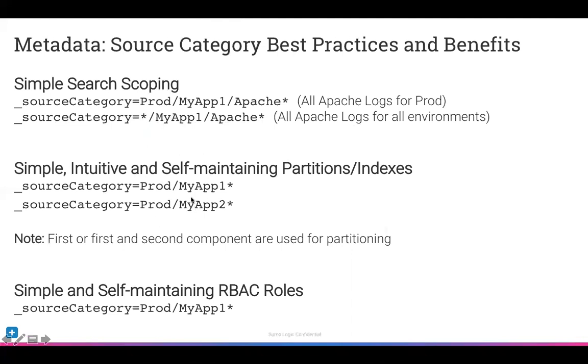The other reason why you want to come up with a good source category is because down the road, I'm going to talk later today about partitions and indexing, which is a way of making your queries a lot faster. Essentially, partitions and indexes use your source categories for that, and you can make it pretty simple. You can say, I want to create a partition where all my data that is prod my app1 gets stored.